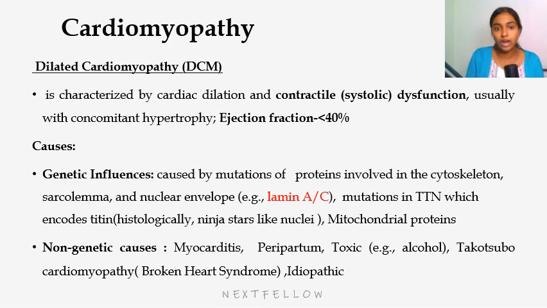Coming to dilated cardiomyopathy. Here the heart will undergo both dilatation as well as hypertrophy, and there will be systolic dysfunction in the heart. The ejection fraction will be below 40% as there is a defect in the contractile function of the heart. Coming to etiology, the most common causes of dilated cardiomyopathy are genetic mutations, such as mutations in the cytoskeletal and sarcolemmal proteins. Non-genetic causes include myocarditis, peripartum, toxic, Takotsubo syndromes, and idiopathic.